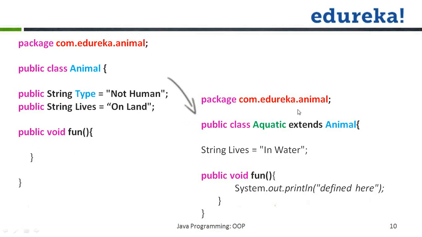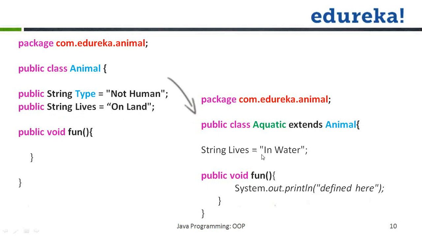Now in the same package, I added one more class, that is aquatic. Aquatic extends animal, that means aquatic is the child class and animal is the parent class. Now in this class I just changed the String lives, that is the same variable, to in water. So we have one variable lives, which is equal to on land in the animal superclass, that is the parent class, and in the child class it has been changed into in water.